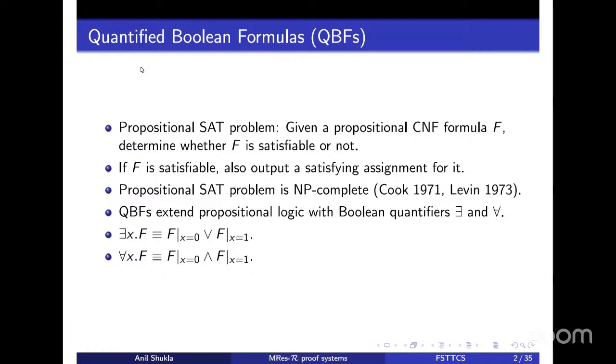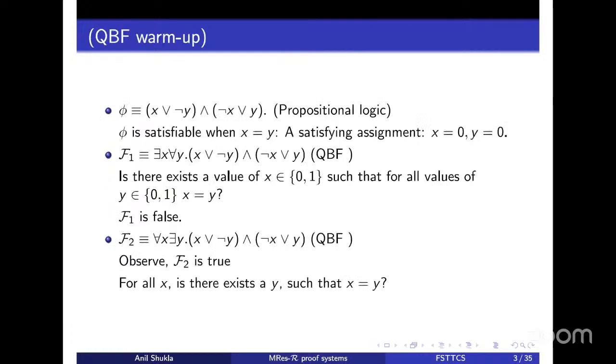The semantic meaning is: if there exists an x, this statement is true if you plug in x equal to 0 or x equal to 1 it is true. And for all x means this has to be true for both. To be precise, here is an example where I have encoded that x is equal to y. For this CNF, two satisfying assignments exist, 0,0 and 1,1. So if you want to prove that it is satisfiable, you have to give 0,0.